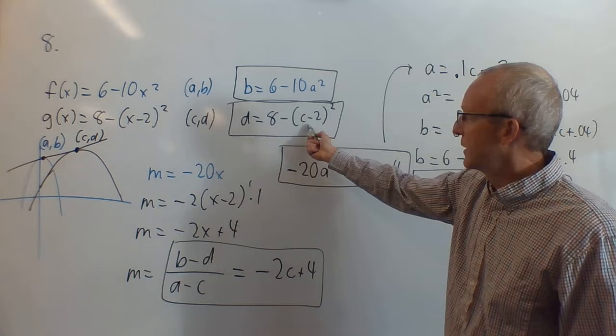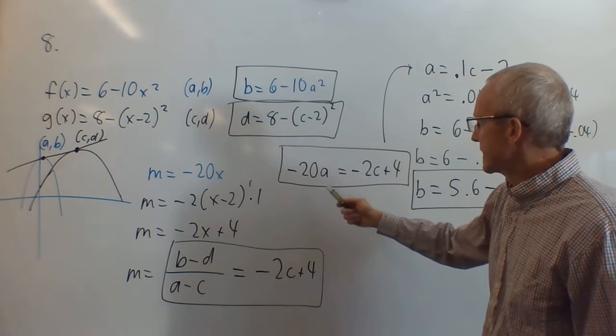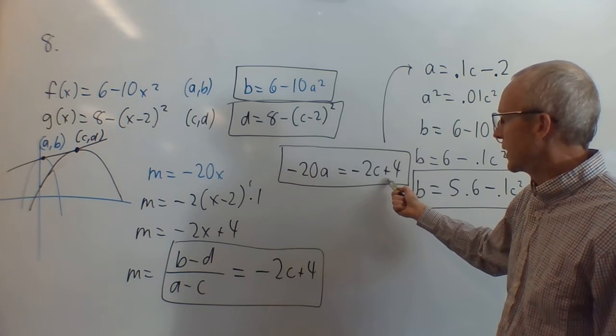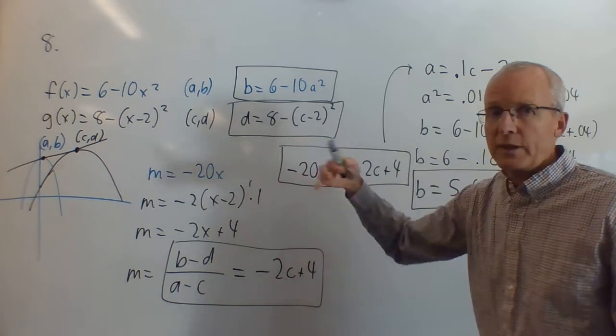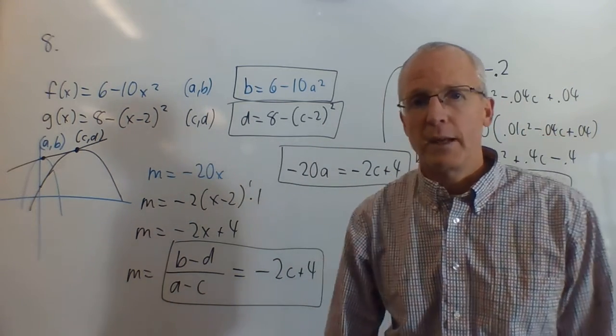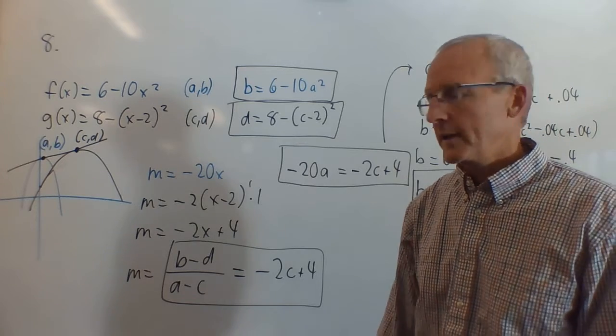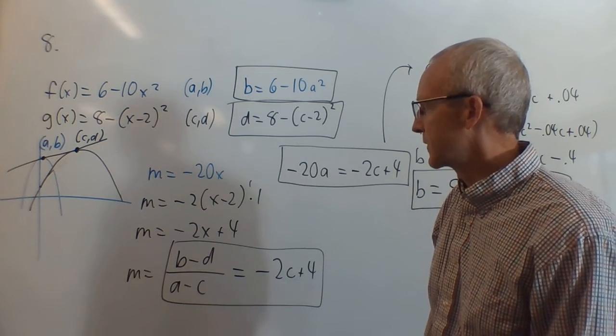And then we can know the slope, because the slope is negative 2C plus 4. So if we know C, we know the slope, and we know the point, and then we can find the equation for the line. Right? All we need is a point and a slope. So that's what we're going after. So I'm going to go for C here.